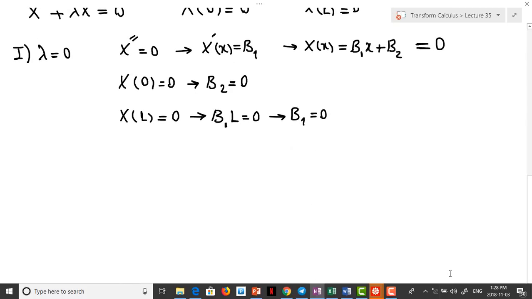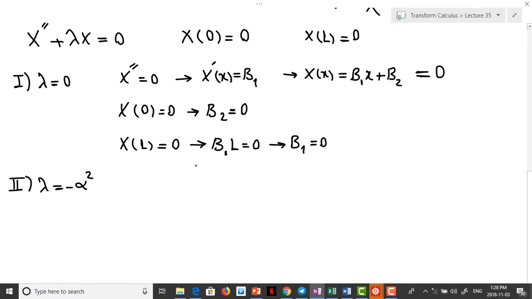We go to the next case. In the next case, we assume that lambda is a negative number, so we assume that lambda is equal to minus alpha squared. If lambda is equal to minus alpha squared, here we have the equation. We have X double prime plus lambda X, and lambda is minus alpha squared, so it's going to be minus alpha squared times X, equal to 0. The solution of this ordinary differential equation you have in the formula sheet.